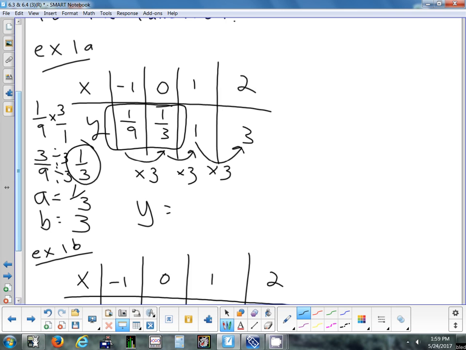Y equals. Hannah, what's going to come after the equal sign? 1/3. That's my A, right? Very good. 1/3 times. What's the next thing going to be, Aiden? And you're going to have to find your B, which you already have, which is 3. Yes, good. Put a little X with it. Perfect. There's your rule right there.